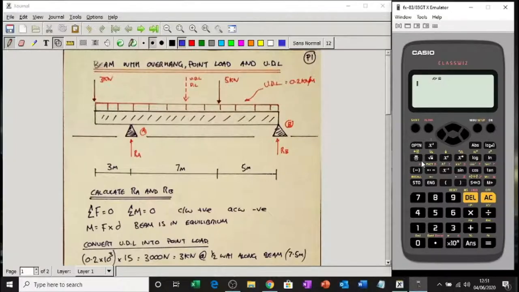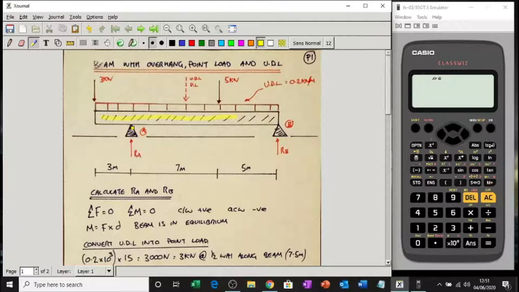The question is a beam, which we've looked at before. Let me get a pen. So here's our beam, and it's supported here. This is reaction A, and that's reaction B, which we've seen before.